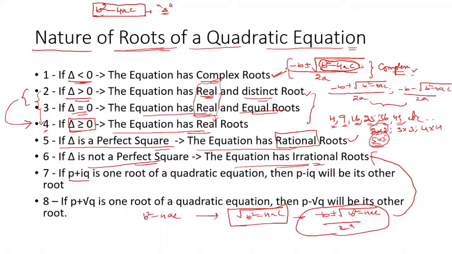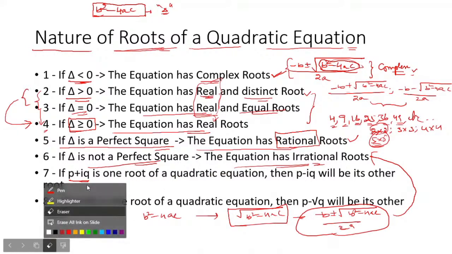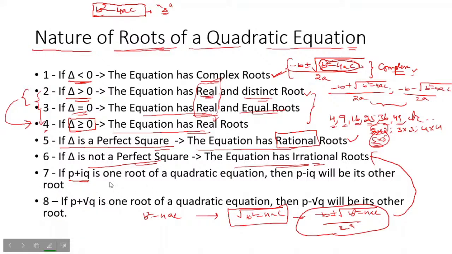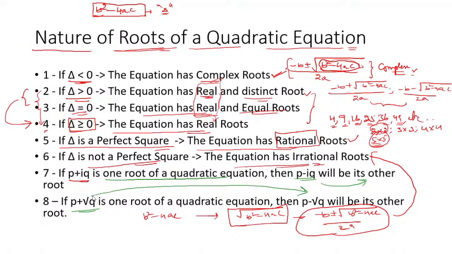Likewise, if p plus iq is one root of a quadratic equation, then p minus iq will be its other root. And if p minus iq is one root, p plus iq is the other root. Likewise, if p plus root q is one root of a quadratic equation, then p minus root q will be the other root.